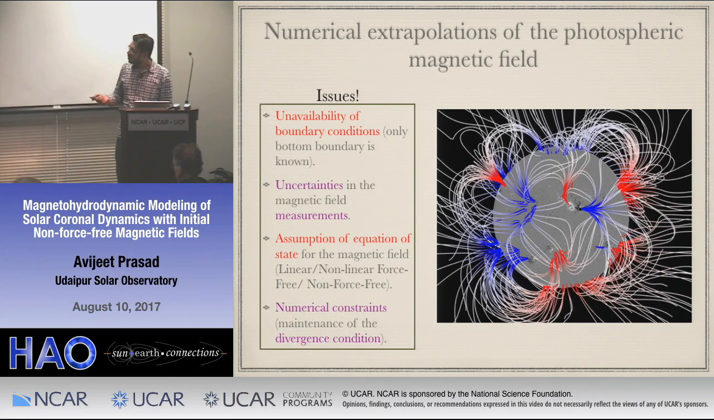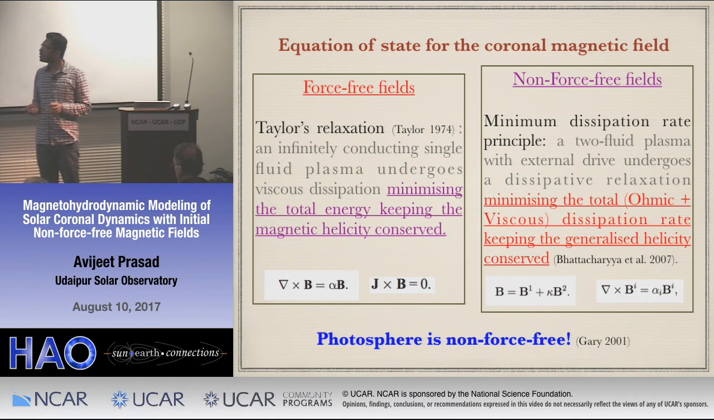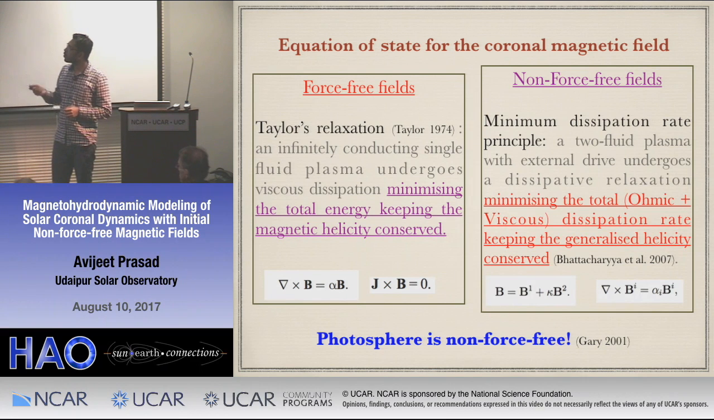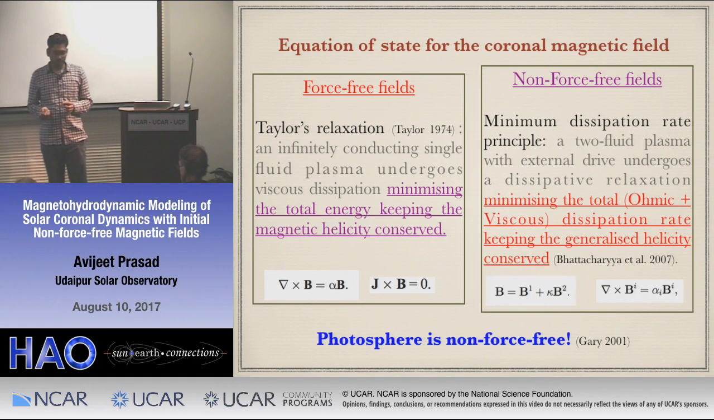In order to do that, we first look at the equation of state. Generally, there are two equations of state for the coronal magnetic field which are used quite often. One being the force-free fields and another the non-force-free fields. The motivation for the force-free fields comes from the theory of Taylor relaxation, which says that an infinitely conducting single fluid plasma undergoes a viscous dissipation in which it minimizes the total energy, keeping the magnetic helicity constant. The equation for force-free fields is given by del cross B equal alpha B, where alpha can be a constant or a function of space.